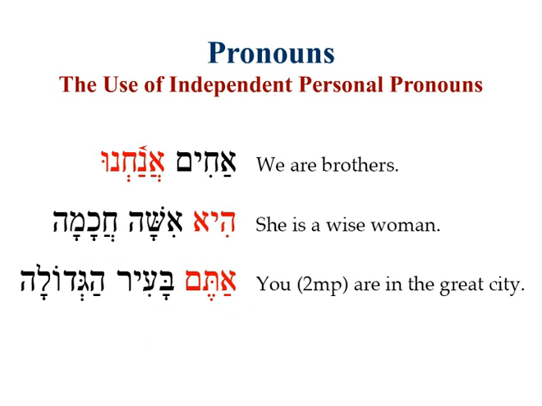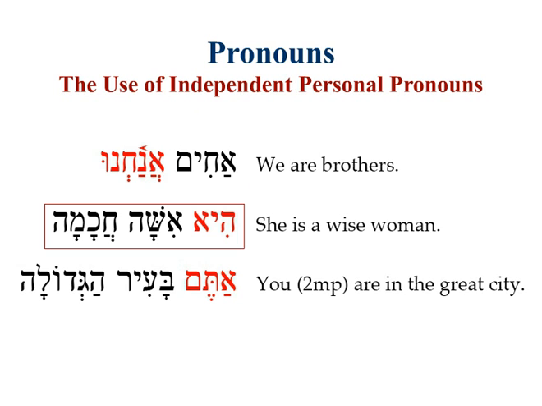The fourth example in Hebrew is achim anachnu. Notice in this example that the subject pronoun, the independent personal pronoun, follows the noun in terms of syntax. This construction translates literally, brothers are we, but a more idiomatic translation would be, we are brothers. What is noteworthy about this example is the syntax. The subject pronoun follows the noun.